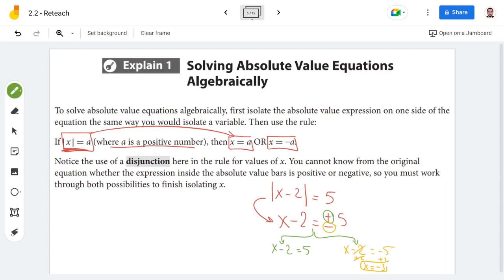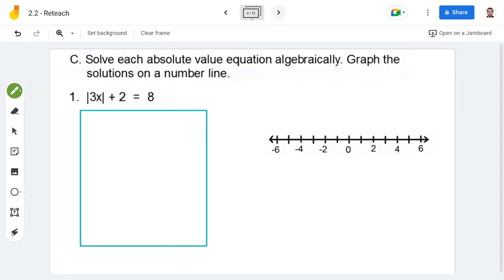Now if I do the second one, plus 2, so x is equal to 7. Now if we check both answers, I have two different answers for x, which make my equations true. Now let's go to the first example. Okay, now solve each absolute value equation algebraically.